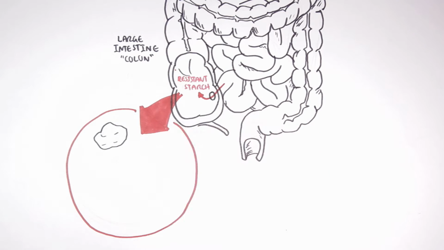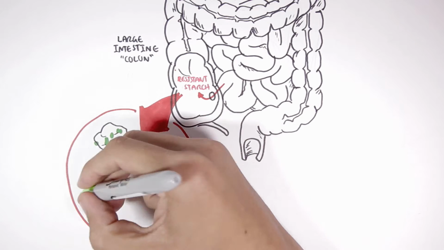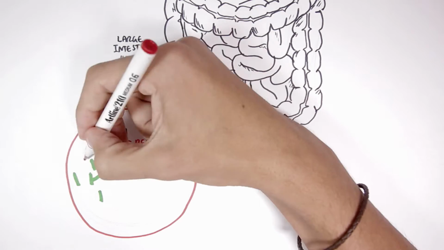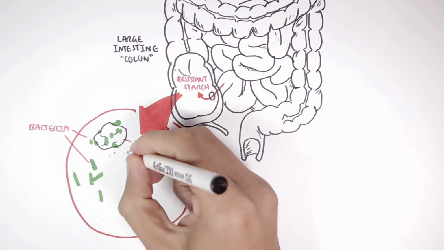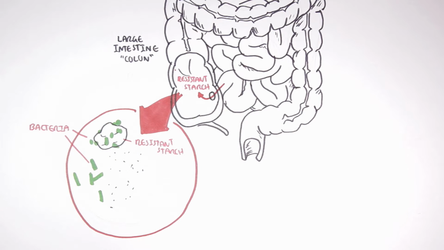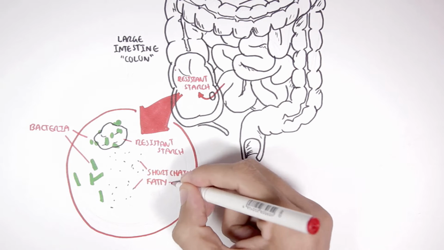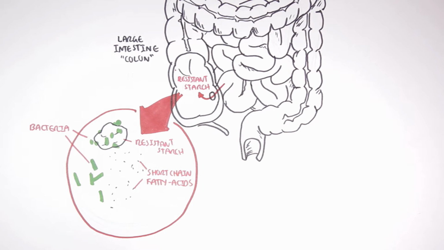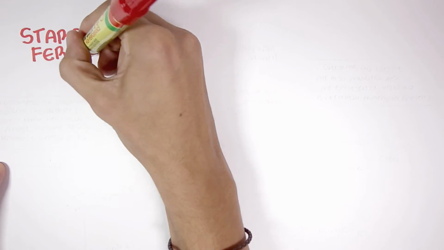And so once resistant starch reaches the colon, it will undergo fermentation by the trillions of bacteria that live there. Through fermentation, the bacteria produce substances such as short-chain fatty acids, which our colon cells use as their main source of energy. In this video, we will focus on the process of starch fermentation.